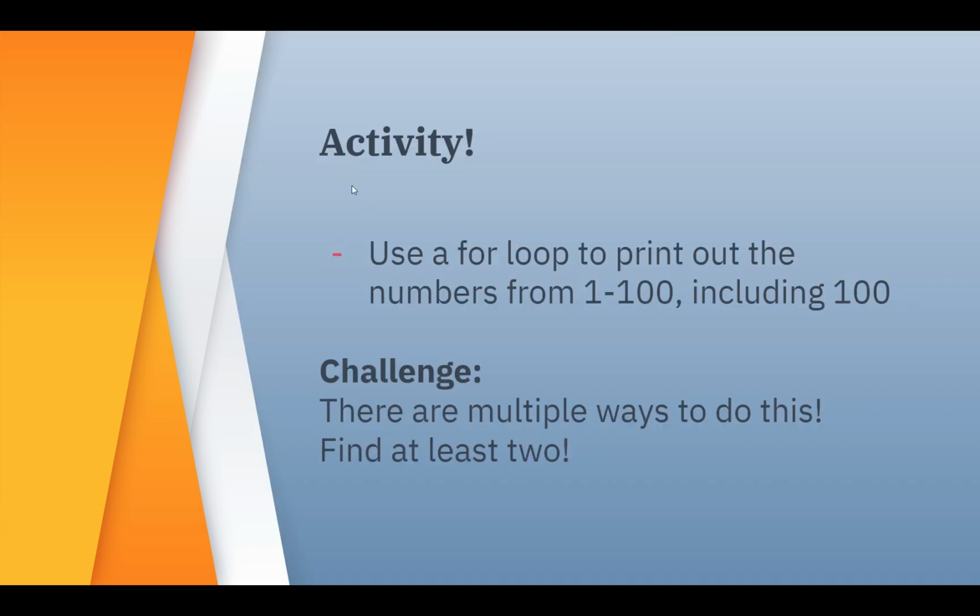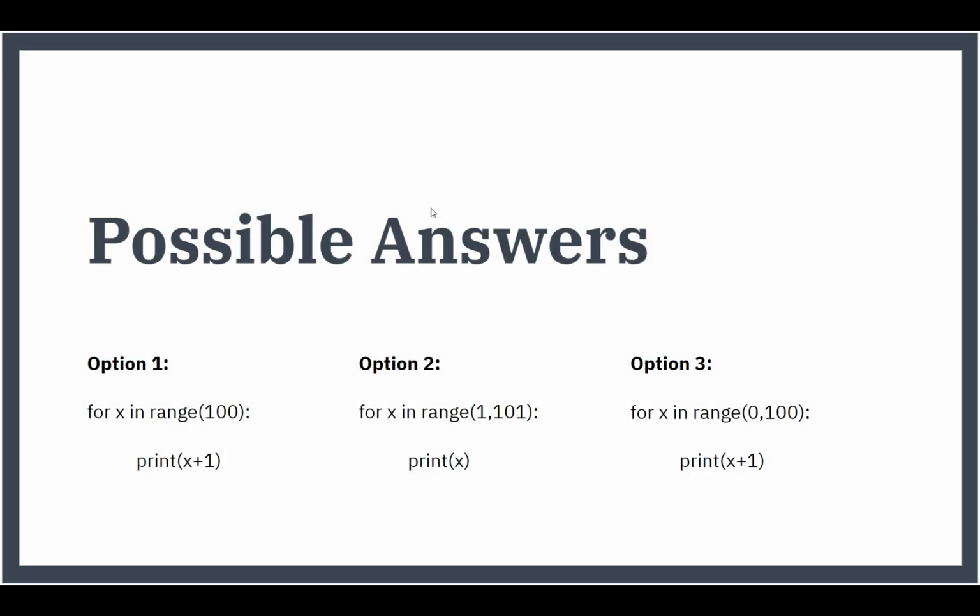We want to use a loop to print out the numbers from 1 to 100, including 100. This is basically the activity we did last time, but we're going to see how in range could be better, how for loops could help us do this more easily than a while loop. And if you feel like you understand for loops pretty well, try finding multiple ways. There are at least 2, and then there are a few more difficult ones.